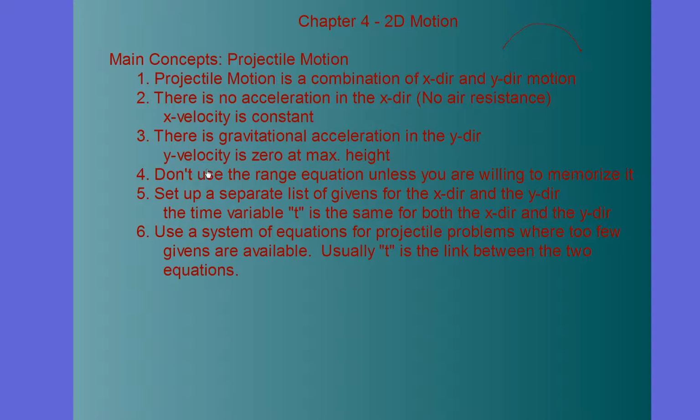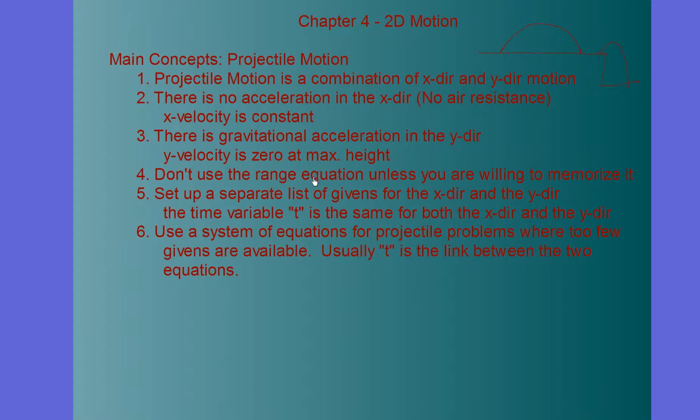There's an equation in the book. Let me actually look it up real quick. Yeah, it's equation 4-26 on page 67 of your textbook. I wouldn't recommend using this equation unless you're willing to memorize it. First off, it only works for when the launch height and the landing height are identical. In other words, maybe if you kick a ball from the ground and it lands back on the ground. If you have a projectile off a cliff that lands down at the bottom of the cliff, that range equation won't work.